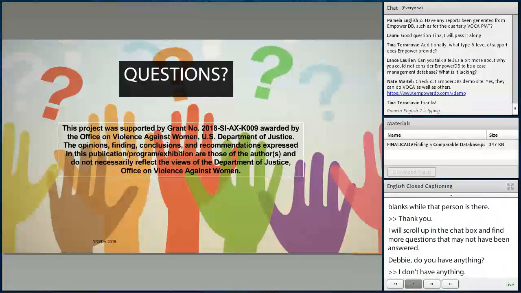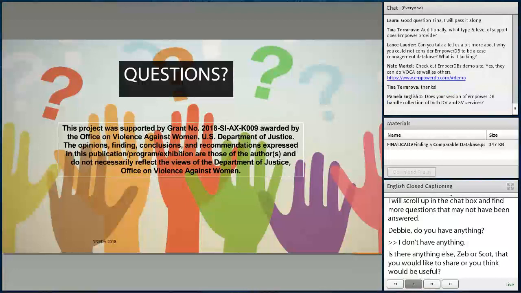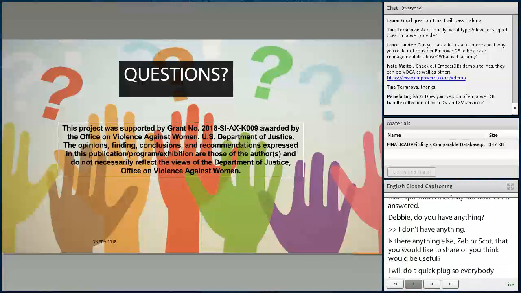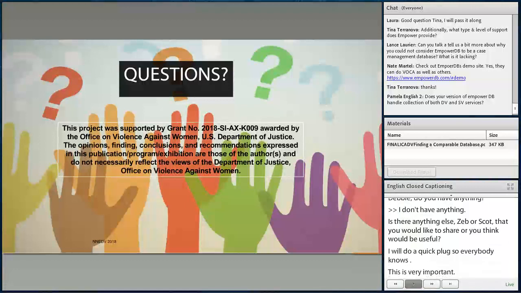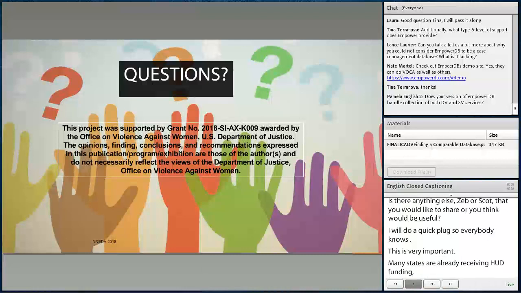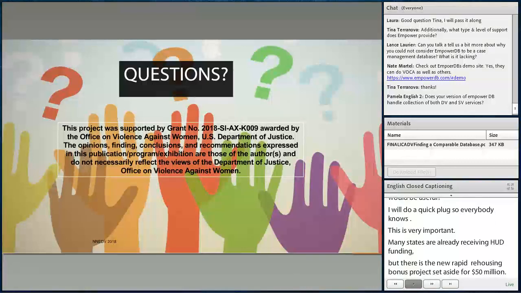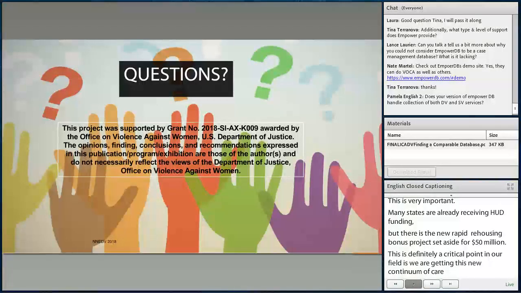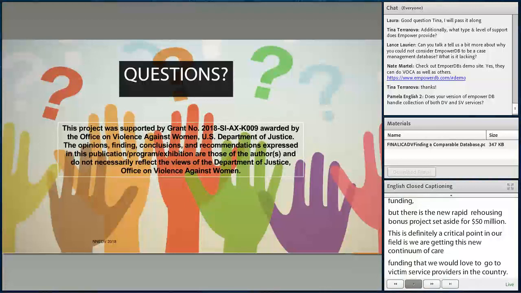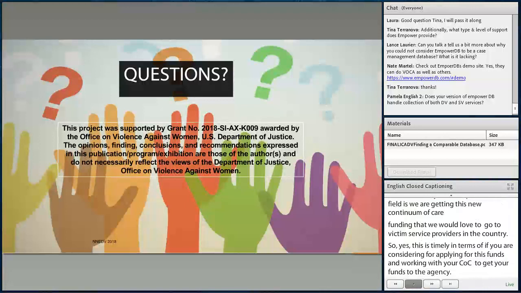I'll do a quick plug just so everyone knows. Sorry, Scott and Zeb. This is very important. Many states are already receiving HUD funding, but there is the new Rapid Rehousing DV bonus project that's set aside for $50 million. So this is definitely a critical point in our field as we're getting this brand new continuum of care funding that we'd love to go to victim service providers in the country. So this is very timely if you are considering applying for those funds and working with your CoC to get those funds at your victim service agency. You'll need a way to collect data, a solution for that, so you can do the annual progress report for the continuum of care funding. So Scott, I'll turn it back over to you and Zeb. Anything else you'd like to add?